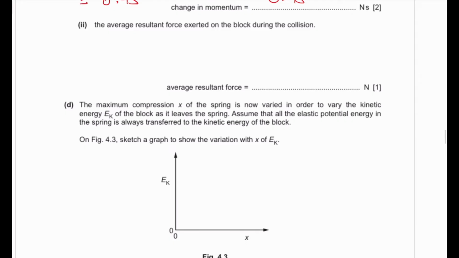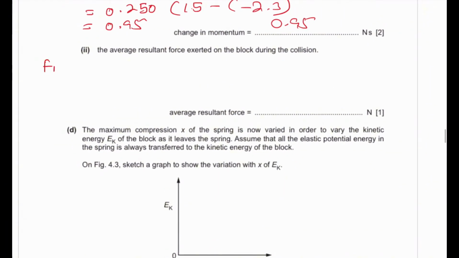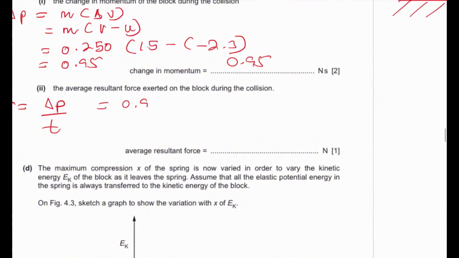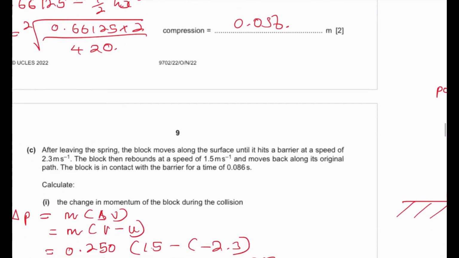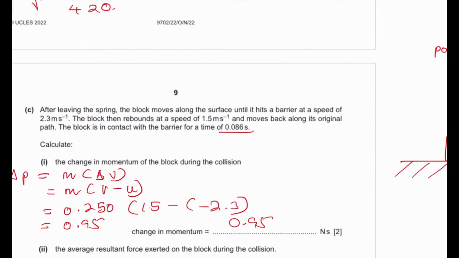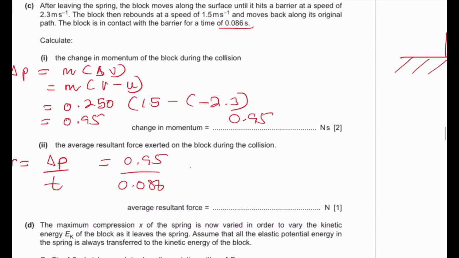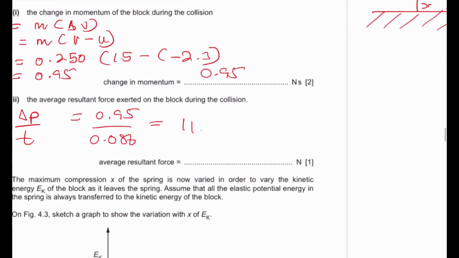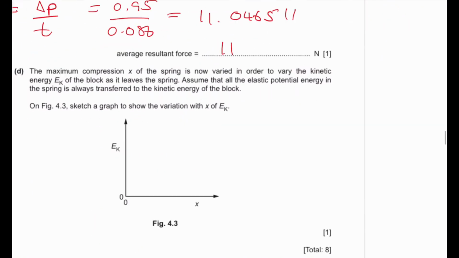We've been asked to calculate the average force exerted on the block during the collision itself. How do you find the average force? The average force is the rate of change of momentum, which is the change in momentum divided by time. The resultant force is the rate of change of momentum. The change in momentum is 0.95. What time did it take for that momentum to change? 0.086. That gives you an overall force of about 11.046511, about 11 newtons. That's the force that you need to figure out.